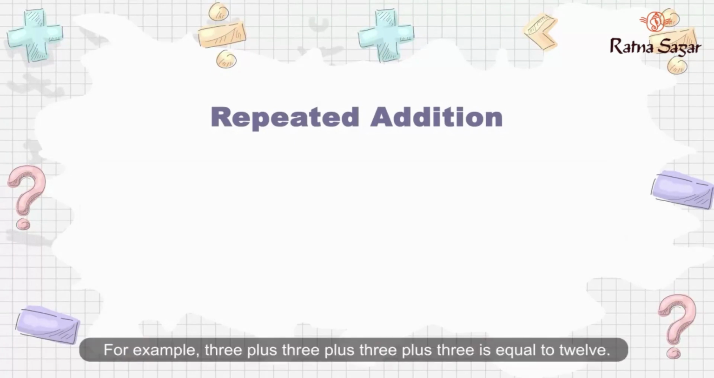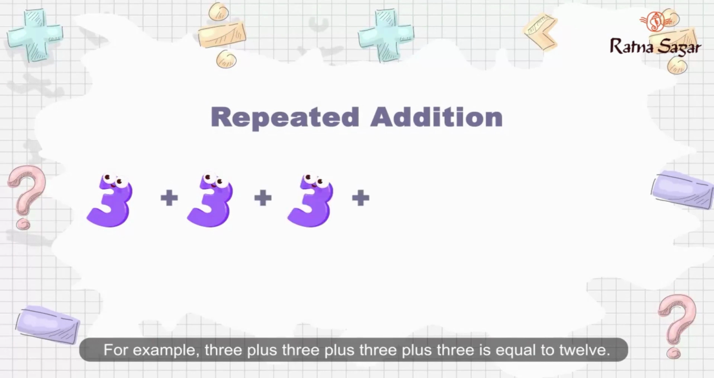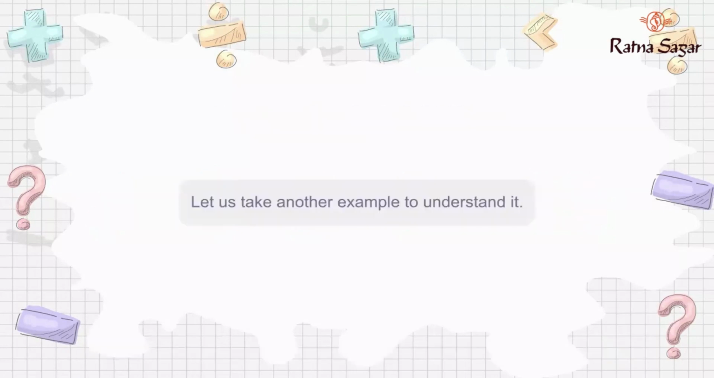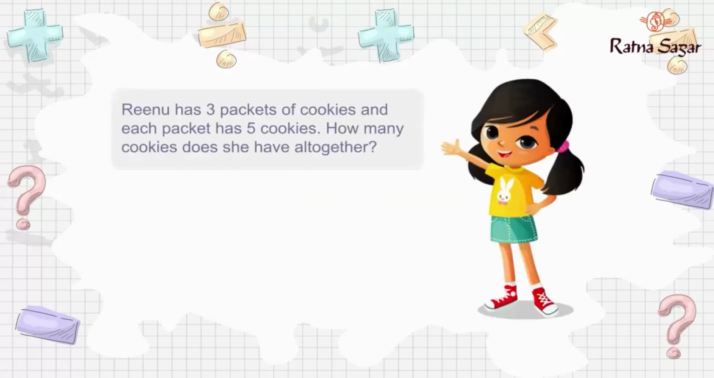For example, 3 plus 3 plus 3 plus 3 is equal to 12. How many 3's are here? Let's find out. 1, 2, 3 and 4. Here, number 3 repeats itself 4 times to add. Let us take another example to understand it.